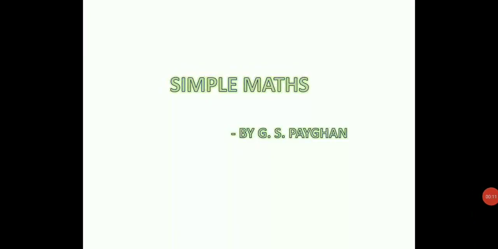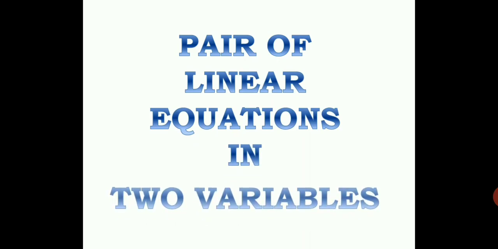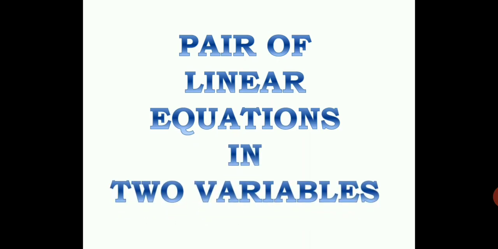Welcome to Simple Maths. Today we are discussing Standard 10 Mathematics, chapter number 2, pair of linear equations in two variables. You know that we discussed linear equations in Standard 9 also. But now, in this year, a pair of linear equations means we have two lines combined with each other.